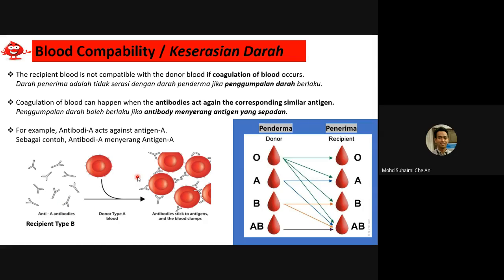So when they meet each other, the anti-A will try to attack the antigen on the A. So that's why the blood coagulation will happen. Okay, you can see that the blood coagulates in this slide. Okay, this summarizes the blood donor and recipient.